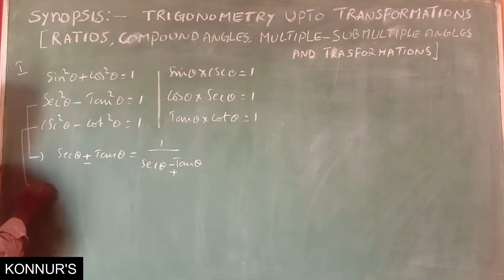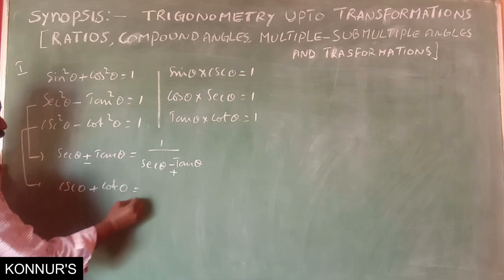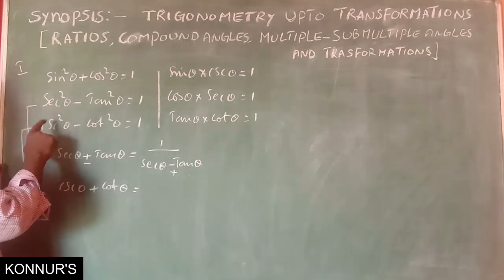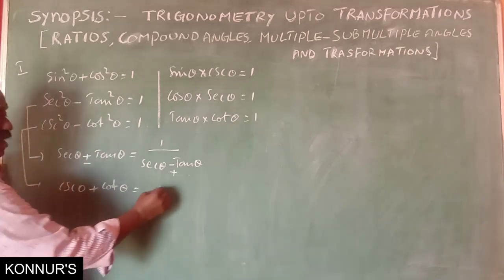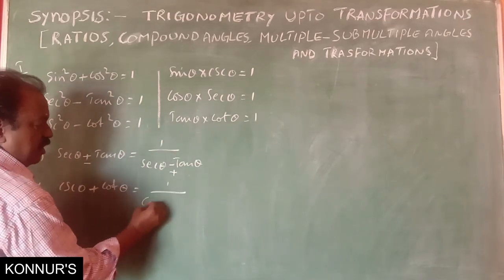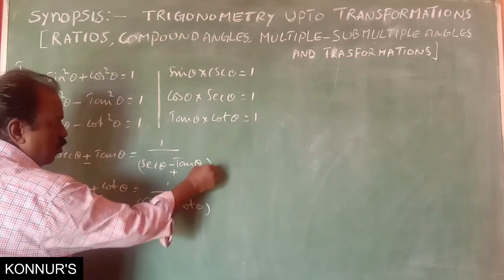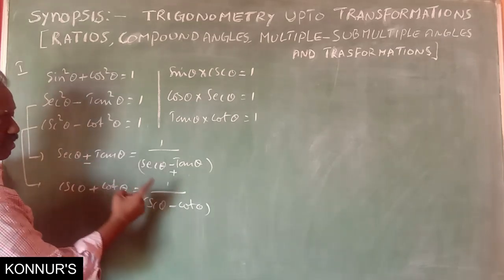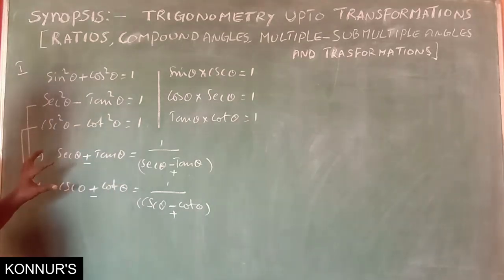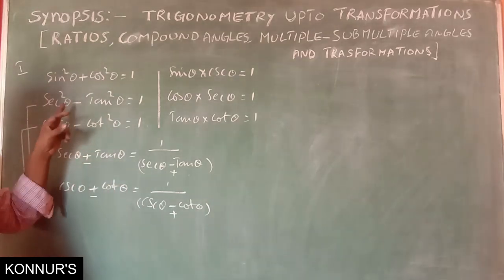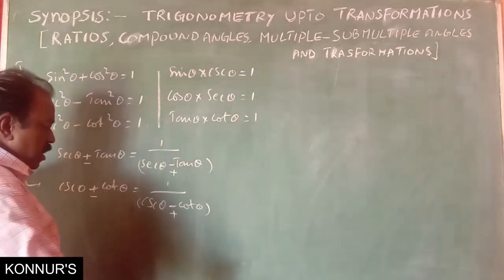Similarly, this one: cosecant theta plus cot theta. A square minus b square is a plus b into a minus b, that is, cosecant theta plus cot theta into cosecant theta minus cot theta. If you send it to that side, it is cosecant theta minus cot theta. Now if it is plus, then it is minus. If it is minus, it is plus. It is also a very important formula from this identity. Okay, now right. And one more.